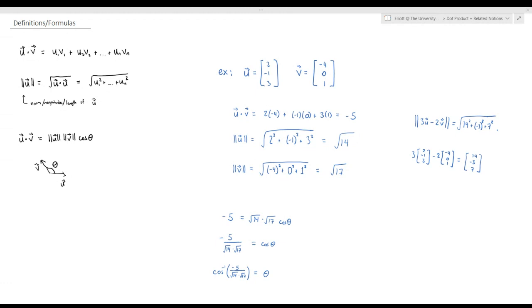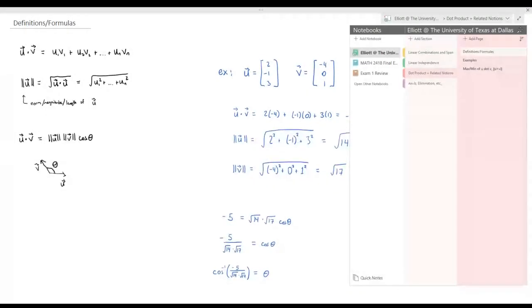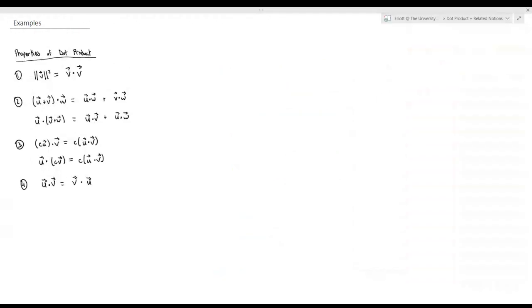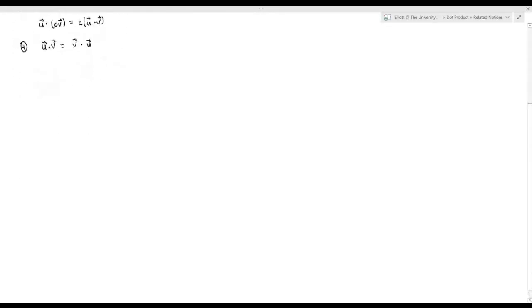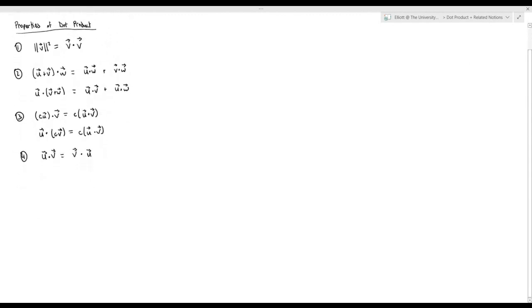So I'll try to do some more complicated examples about dot product and things like that. That's kind of what I'll do next. And here I just wrote down some properties to start with.